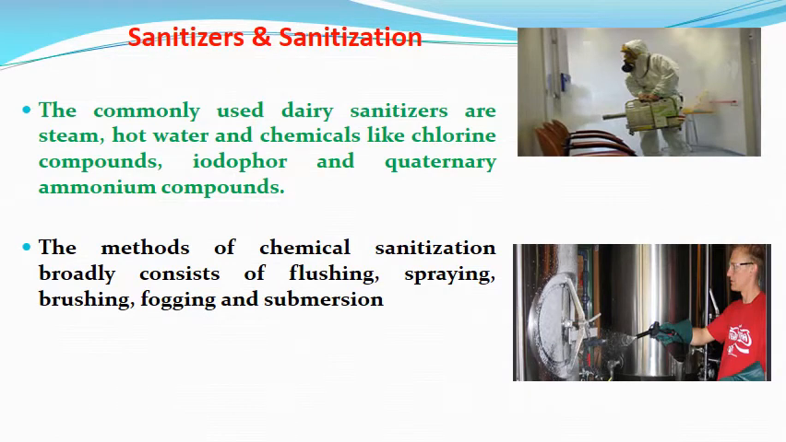So a little more about the sanitizers and sanitization process. The commonly used dairy sanitizers are steam, hot water, and chemicals like chlorine compounds or iodine compound or iodophor, and sometimes quaternary ammonium compound. So they are either physical in nature or chemical in nature. And the method of chemical sanitization broadly consists of flushing, that is the liquid we can flush on the surface, or spraying, we can spray the liquid or the steam or the chemical solution, sometimes brushing, or sometimes fogging, or sometimes submersion. So we can dip small equipments into the chemical solution or chlorine solution, like that. So briefly, this is about the different kinds of sanitizers and their application for the process of sanitization.